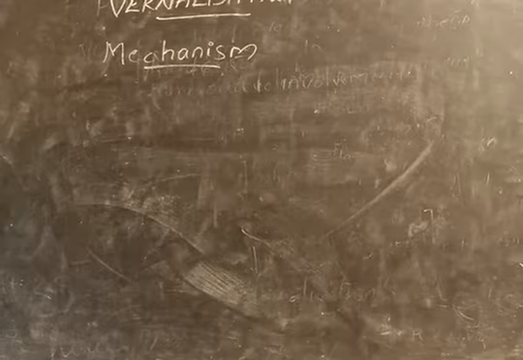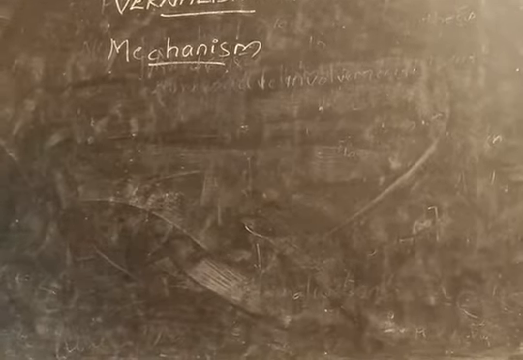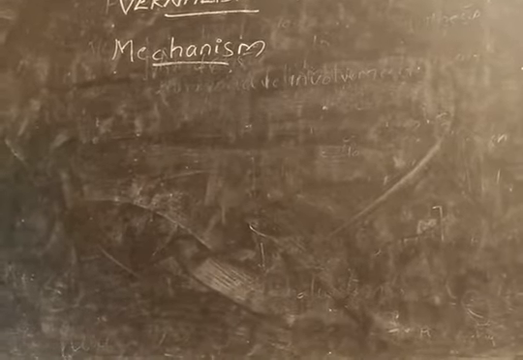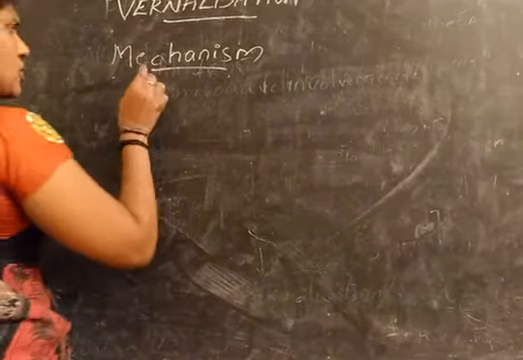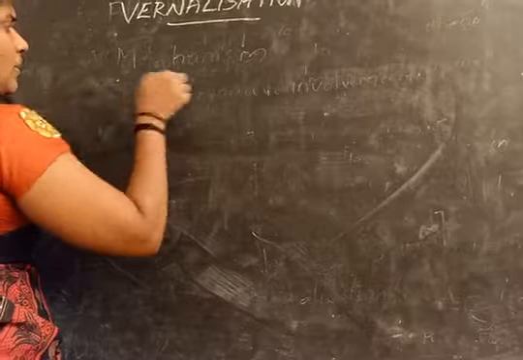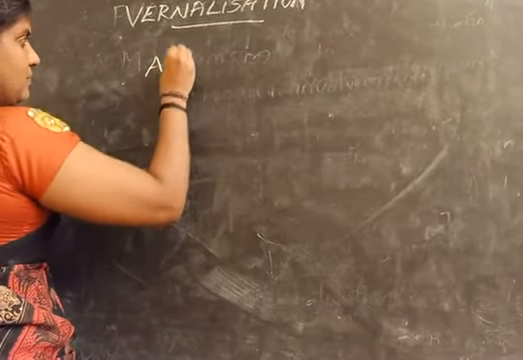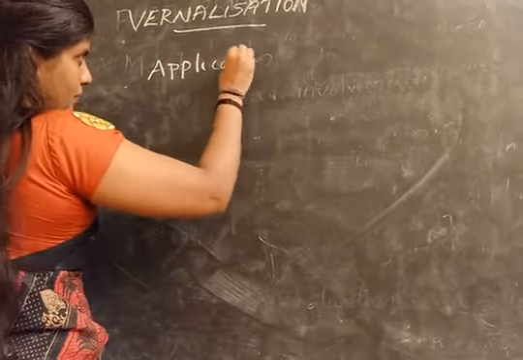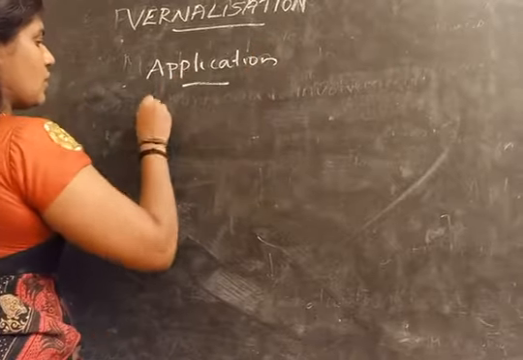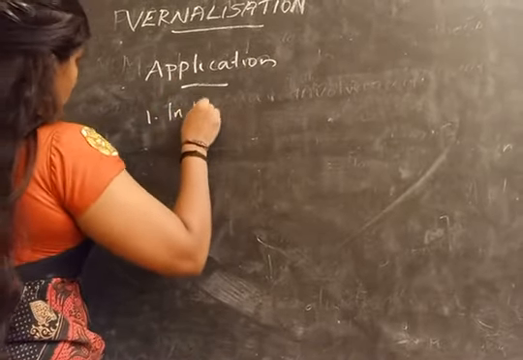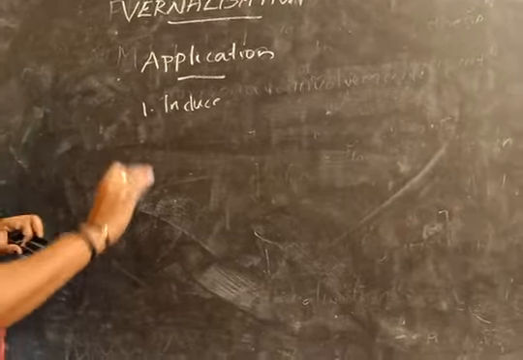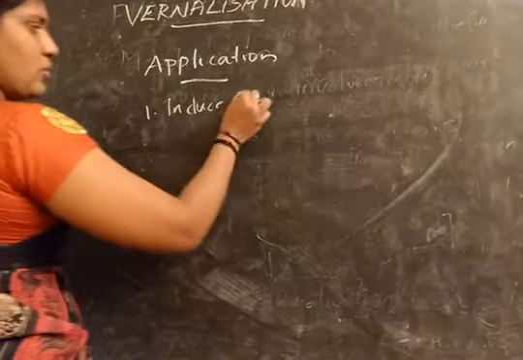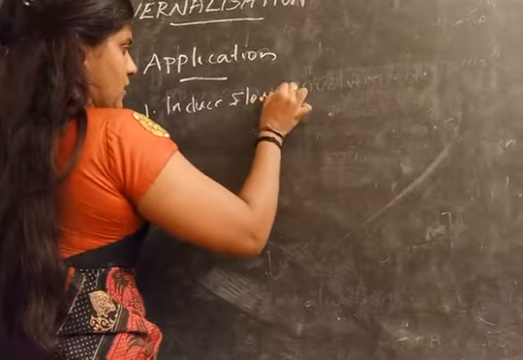Now, come to the practical application of vernalization. Vernalization shortens the vegetative period and induces the plant to flower. It may shorten or cease the vegetative growth, and it induces flowering in plants.